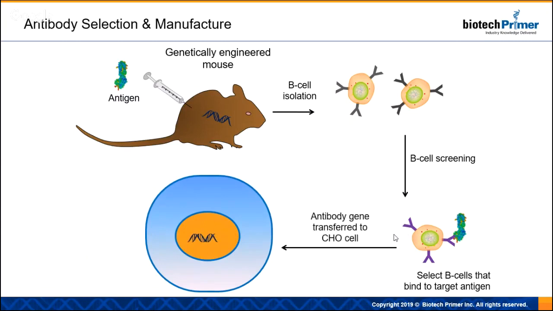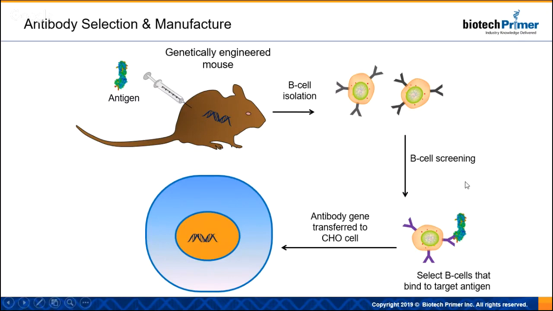Before I can do that, though, I first have to identify the correct B cell. So just starting from step one, I'm going to inject my antigen, the thing I want to make antibodies against, into that genetically engineered mouse. I'll then isolate B cells from that mouse, and I'll screen each B cell until I identify the B cell that's interacting with my antigen. And I'm actually going to do additional tests to make sure that it's interacting with the antigen in the way I want it to interact.